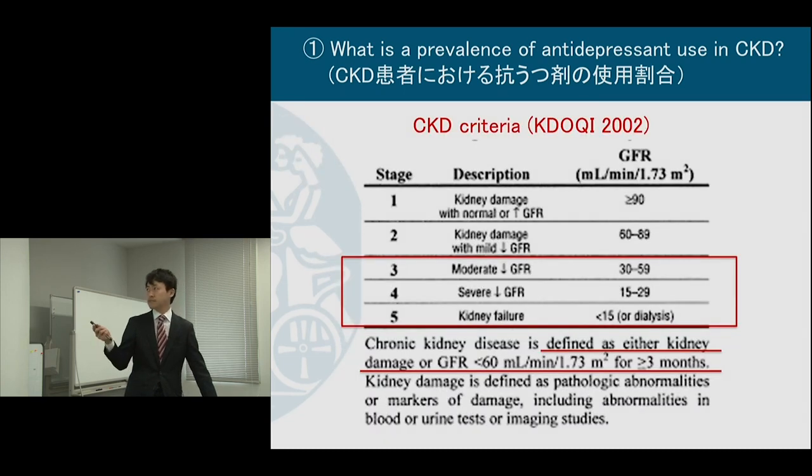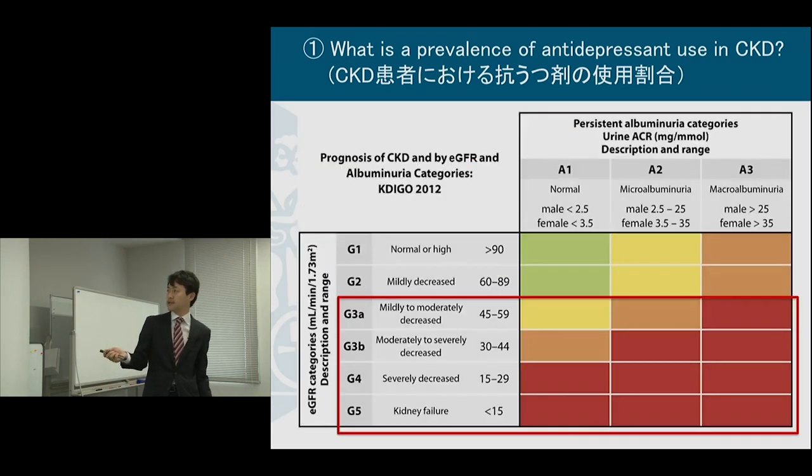And this is a kind of established criteria internationally, the CKD criteria from 2002. My research study population is defined by eGFR, estimated glomerular filtration rate, calculated from serum creatinine results, equivalent to stage 3 to 5. So my research focus was this patient group among CKD. And these days, a more sophisticated CKD classification is proposed.